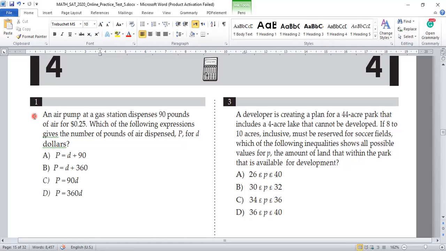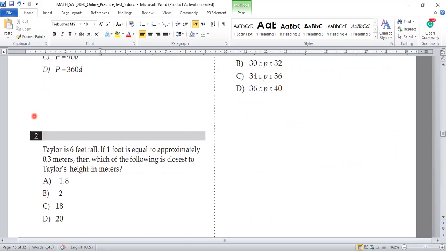90 pounds for 25 cents. Okay, I'm going with C. Just note down question number one. This is the calculation where the calculator is allowed, the second part of the test, and you have selected C. So please note this down, we will match. We are just moving to question number two.